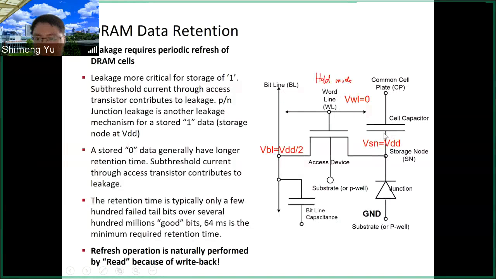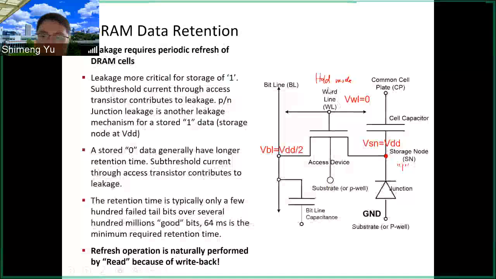So here this is the stacked capacitor as we showed earlier. Of course I didn't draw the U-shape, but this is a U-shaped capacitor. Then this is the storage node. And let's store 1 here. So that means this is VDD. Ideally, it should be VDD. You have charge stored on this node.